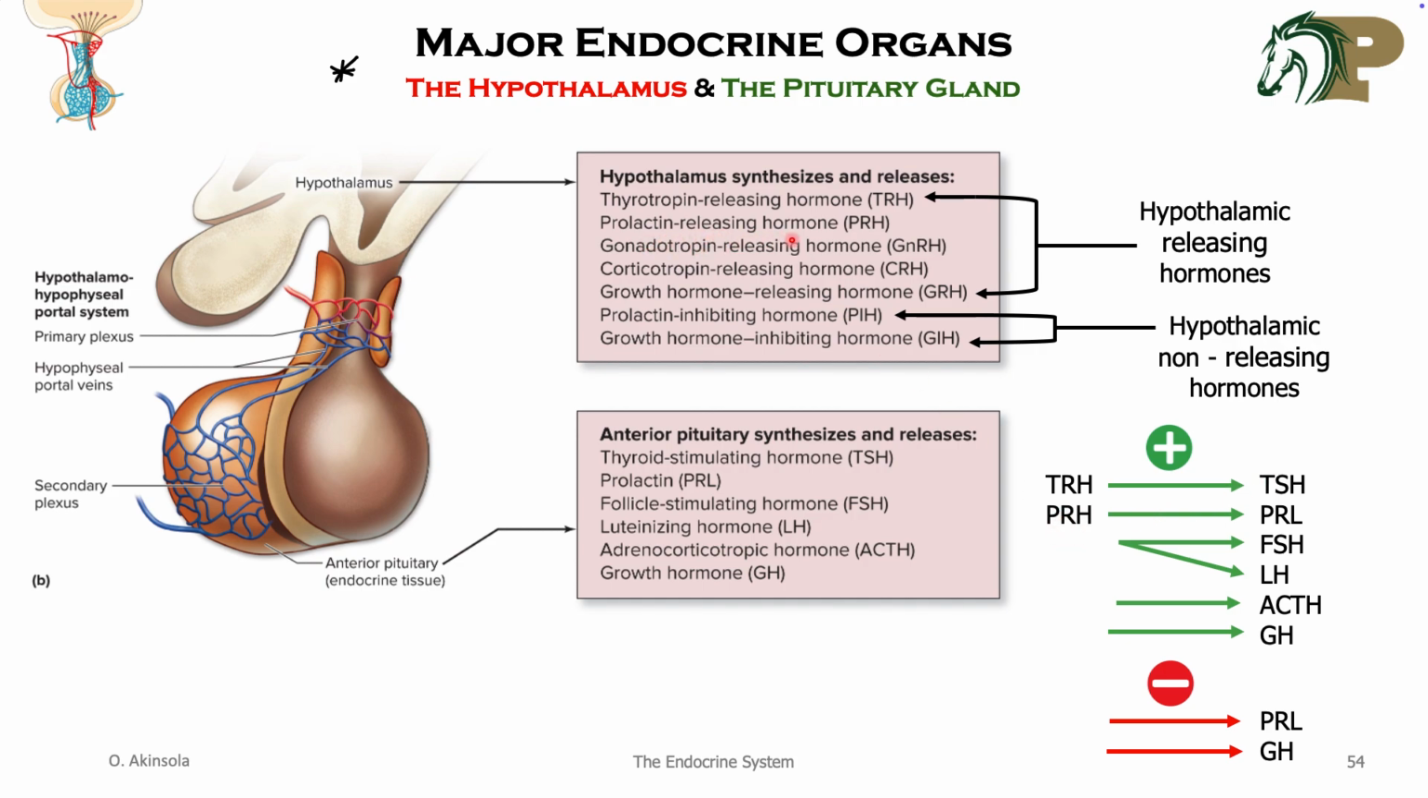PRH, which is prolactin-releasing hormone, will cause the release of prolactin. GnRH, known as gonadotropin-releasing hormone, will cause the release of FSH and LH. So this particular hormone from the hypothalamus will affect two distinct hormones in the pituitary. CRH, which is corticotropin-releasing hormone, will do ACTH, and then GRH will do GH. Okay.